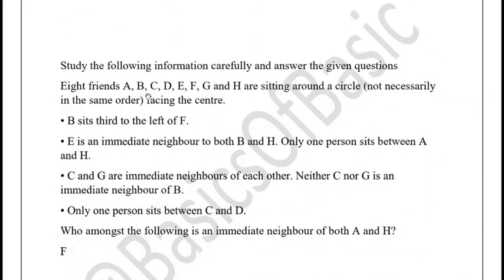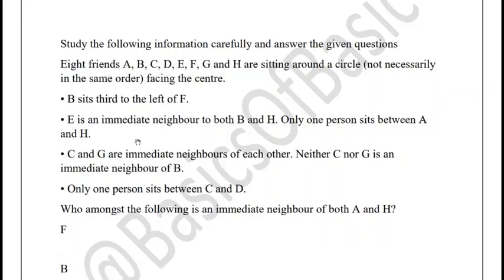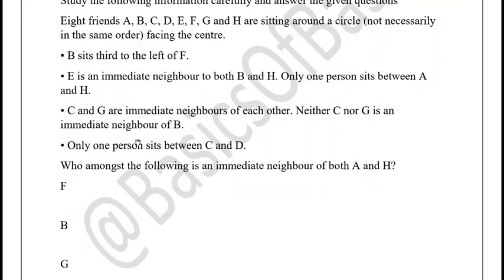In the first question, they have given: study the following information carefully. 8 friends A, B, C, D, E, F, G, H are sitting at a round table. So this is just a seating arrangement. This is very easy. Seating arrangements are very easy in nature.